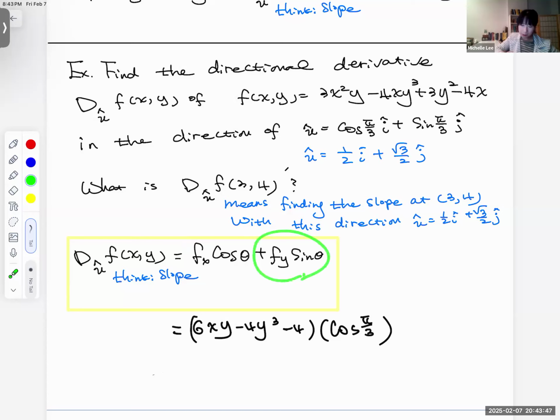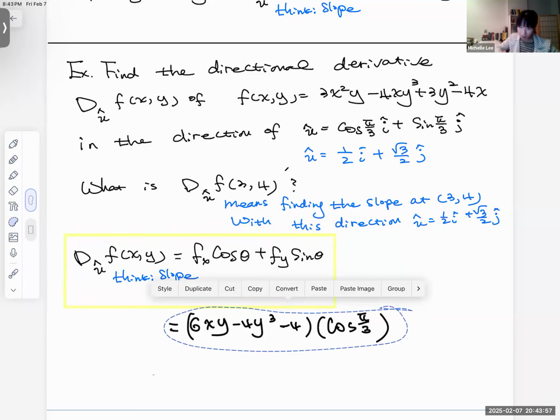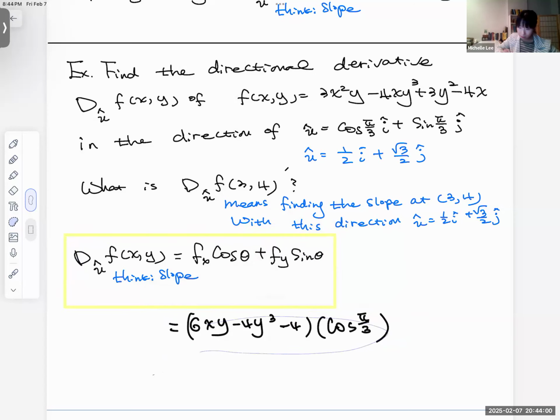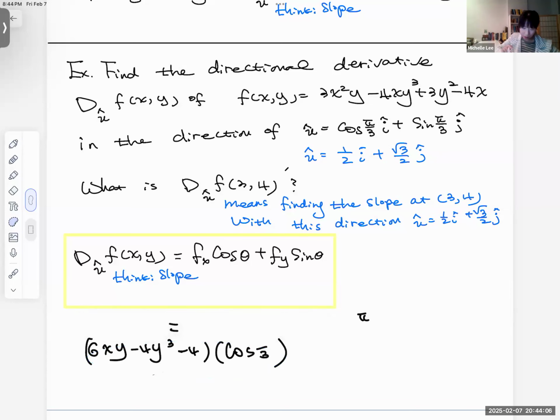Okay, let's move on to the second term, which is the partial derivative with respect to y. Well, okay, let me arrange it a little bit.